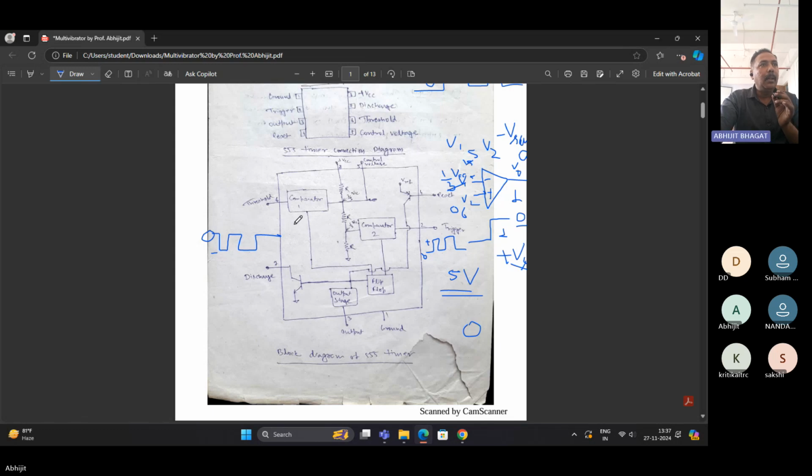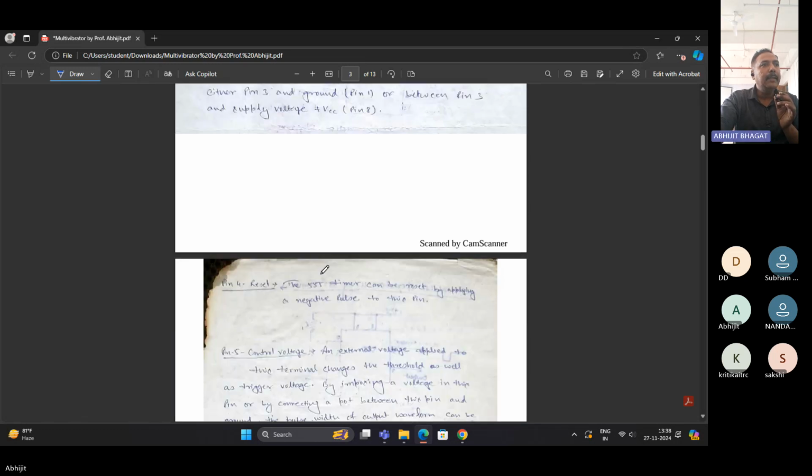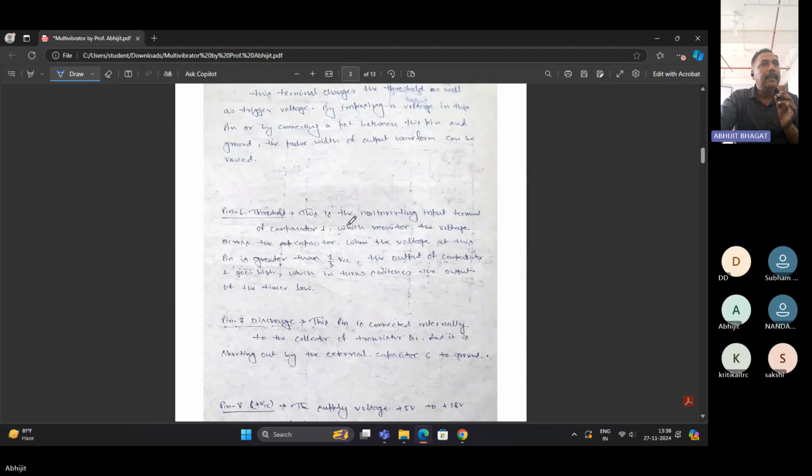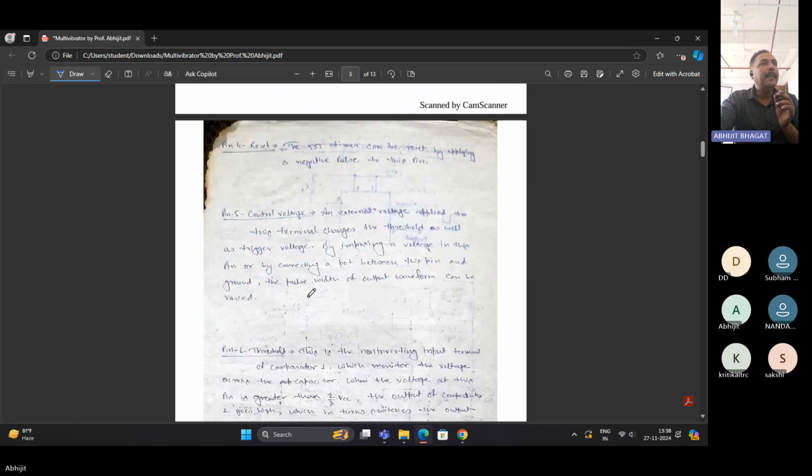So you can see the function here. This is the non-inverting input terminal. This pin number 6 is the non-inverting input terminal of comparator 1, which monitors the voltage across the capacitor. When the voltage at this pin is greater than 2/3 VCC, the output of the comparator goes high. So pin number 6 में देखो क्या हो रहा है.